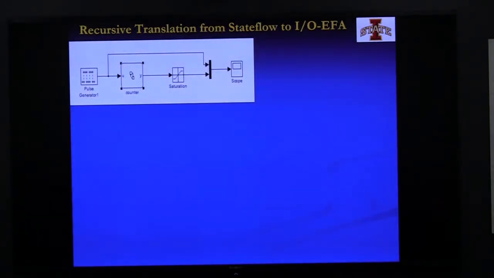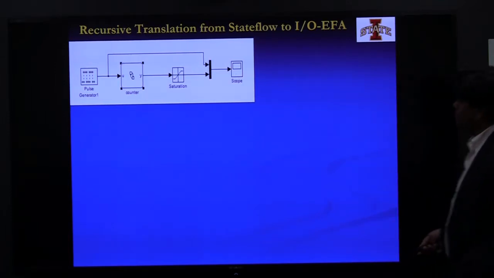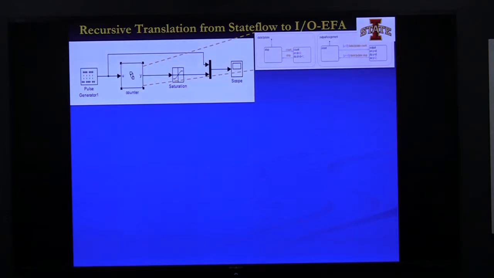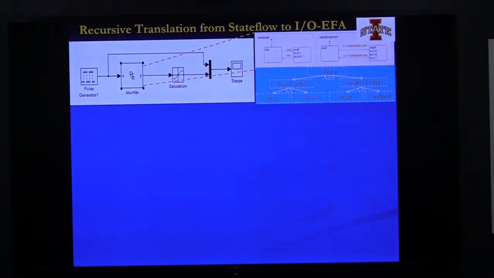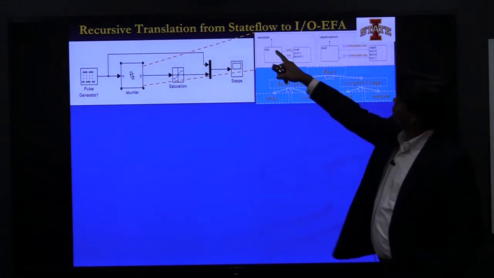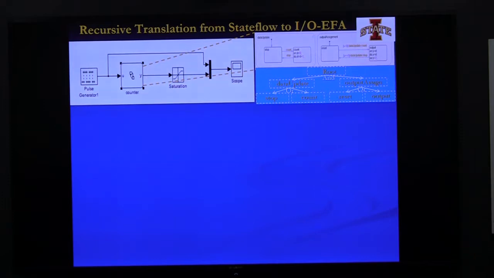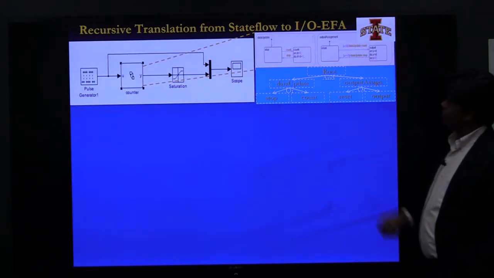What about for Stateflow? So here is a Stateflow system. And if you zoom in, that's how the Stateflow looks. Basically, Stateflow is a hierarchical state machine. So there's a hierarchy embedded in there. There is something called a root state, and then within that, you have substates. So this whole root state has data update and output assignment as two substates. And each of them has their own substates.